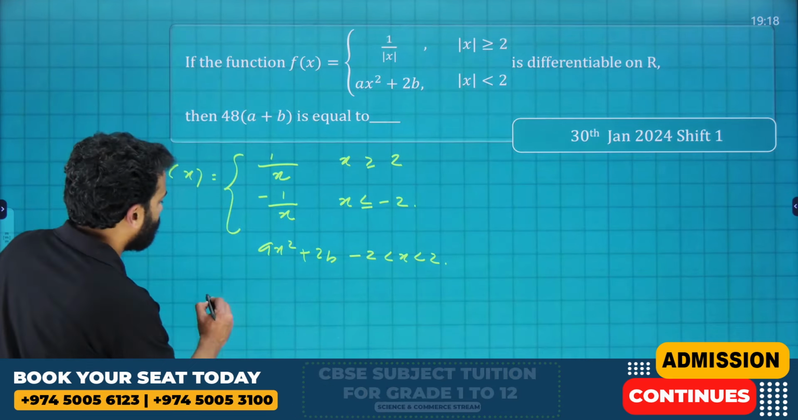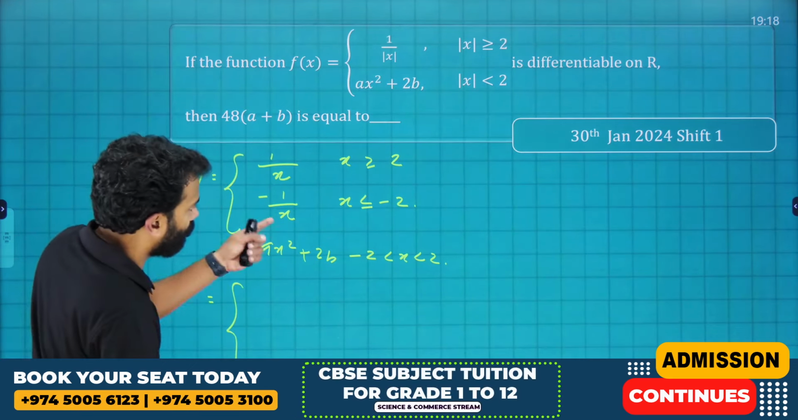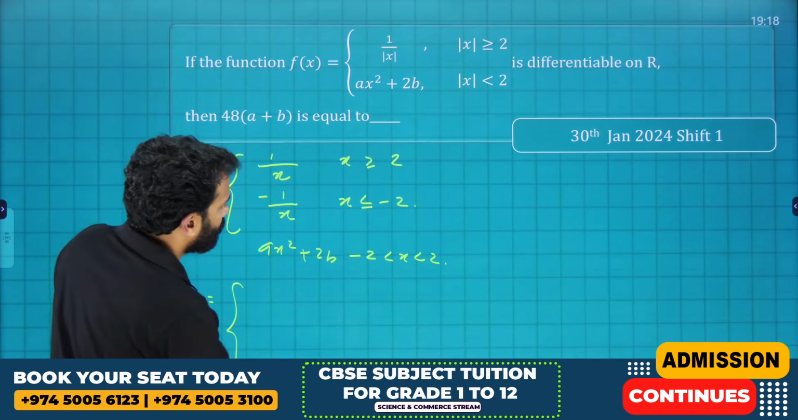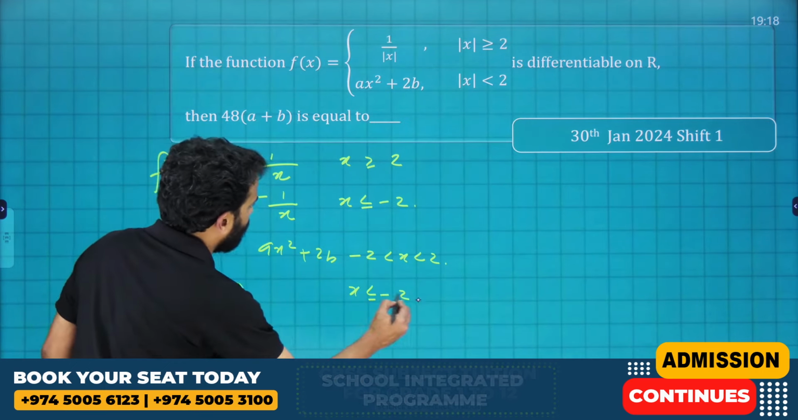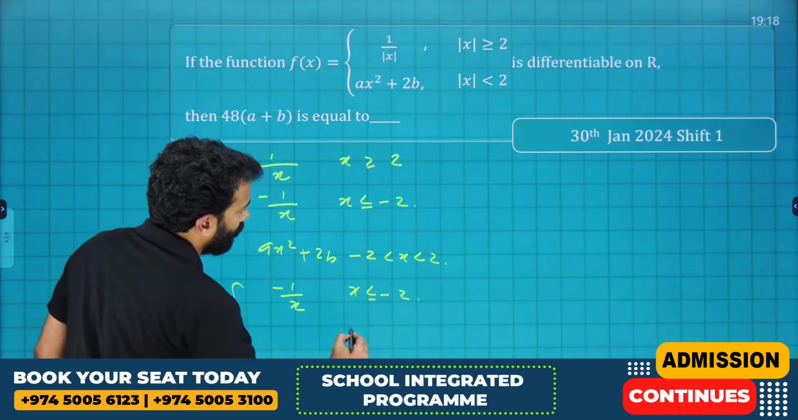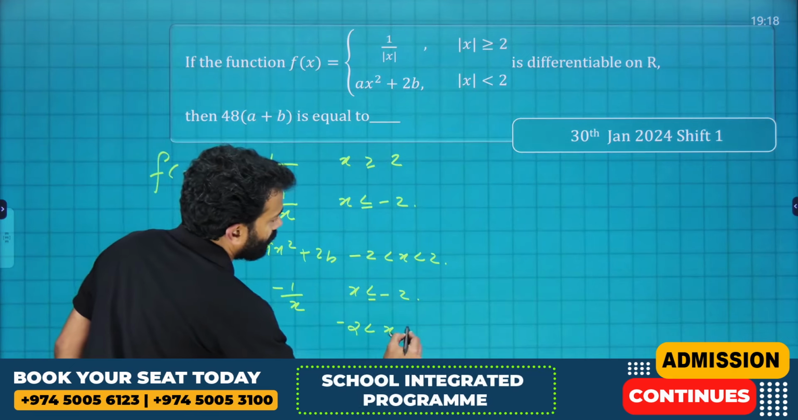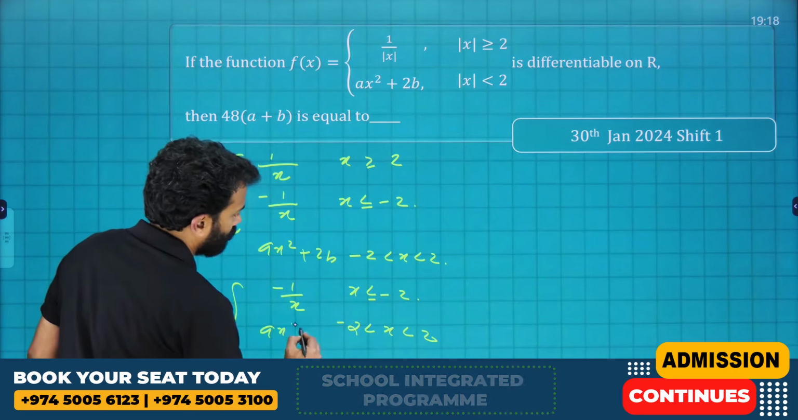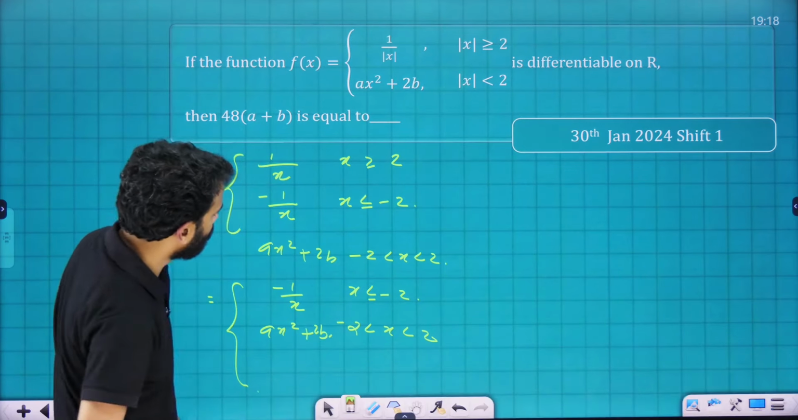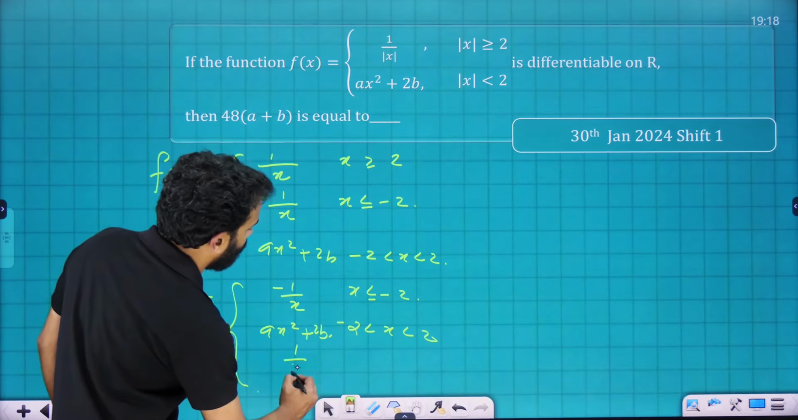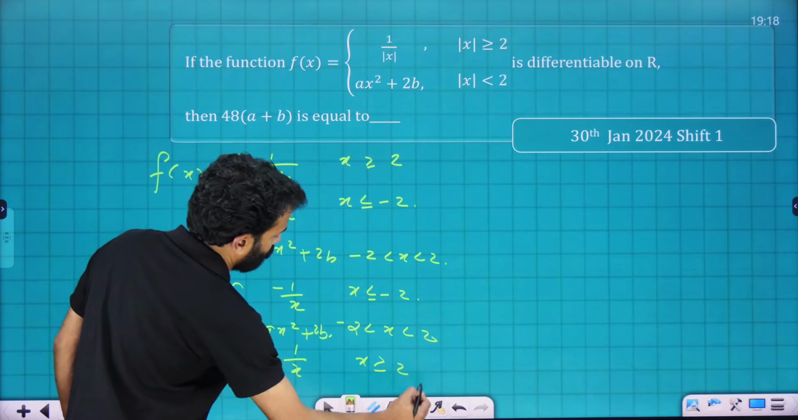We can rewrite it accordingly in order: it is 1 by x where x is less than or equal to minus 2, it is ax square plus 2b where minus 2 is less than x less than 2, and it is 1 by x where x is greater than or equal to 2.